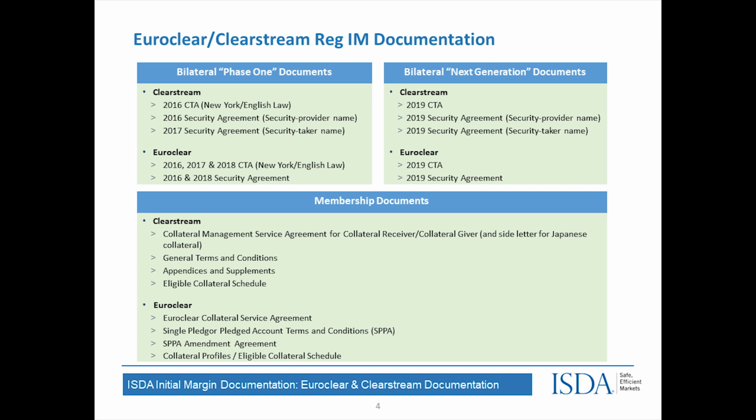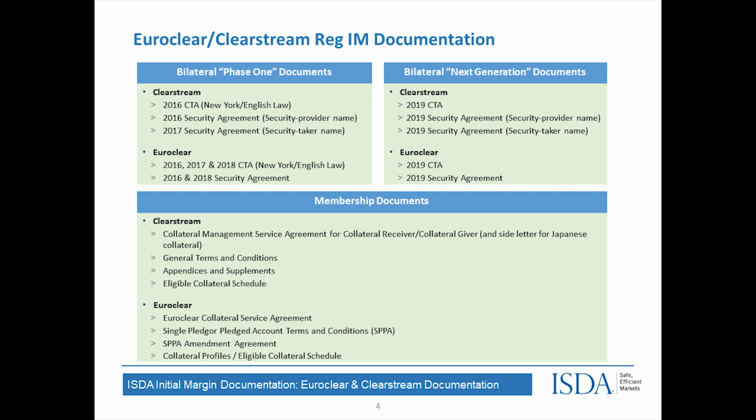Now, for Clearstream, the 2016 forms assumed that the secured account would be held with Clearstream in the name of the security provider. And that led to some future developments because due to Japanese law requirements, where Japanese securities are to be posted, there's a requirement that the secured account should really be in the name of the security taker. And as a result, the 2017 version of the Clearstream security agreement was published, which is to be used where the secured account is to be in the name of the security taker.